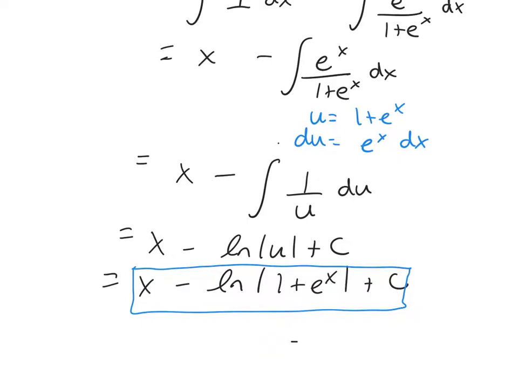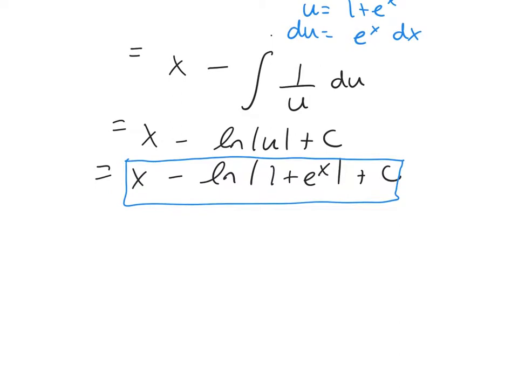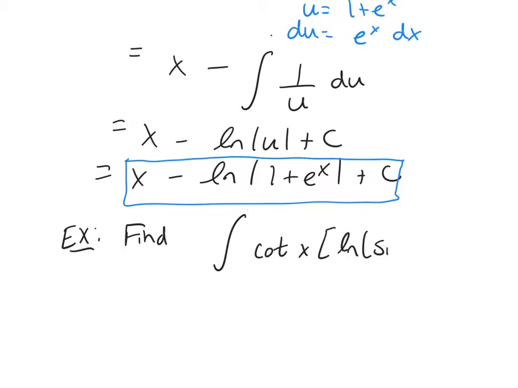So we've got two more integrals that we want to compute now. So let's start with our next one. Let's find the integral of cotangent times natural log of sine of x dx.